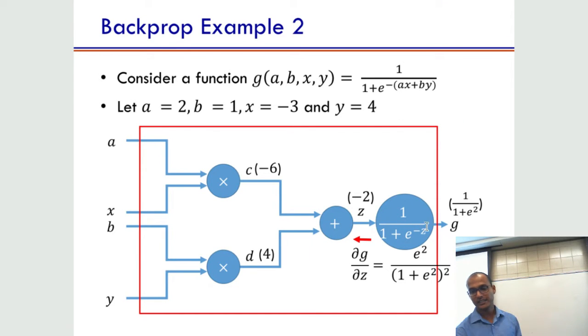And then I've written a big block saying that this computation is 1 by 1 plus e to the power minus that number. That's this node here. I could have further split this node into multiple subnodes, but for now I've just written it as 1 by 1 plus e to the power minus z. This function is like the sigmoid function, called a sigmoid function, like an s function.